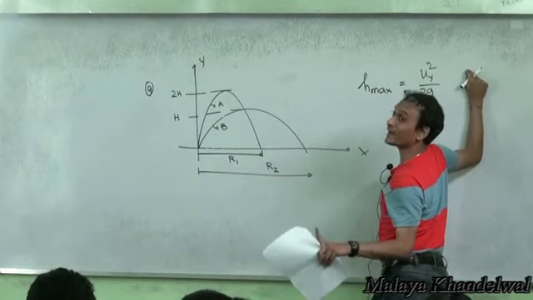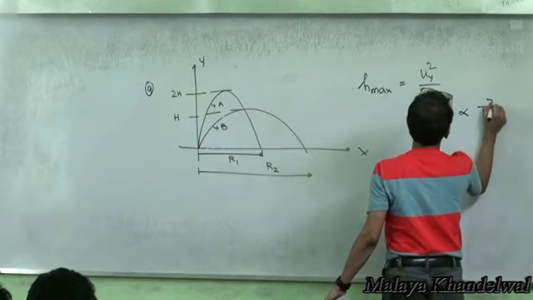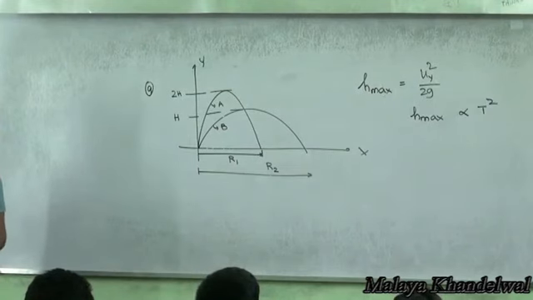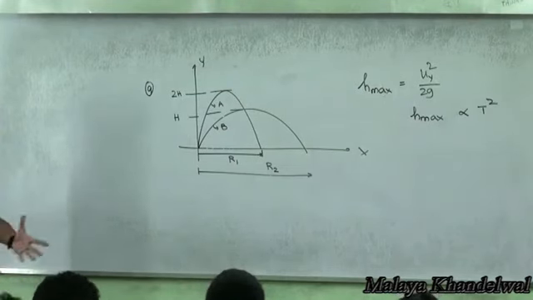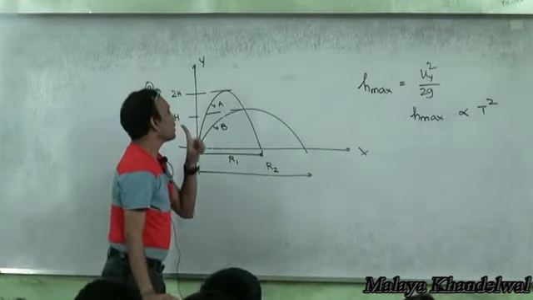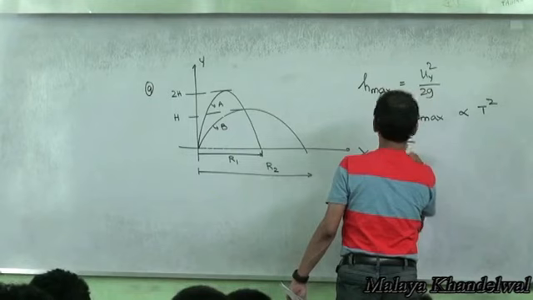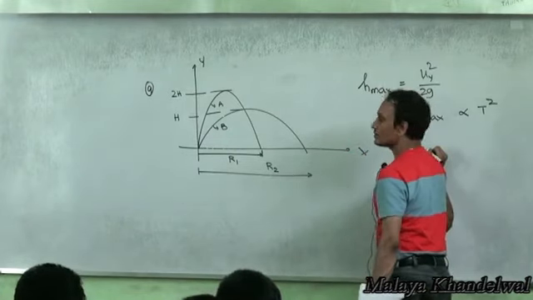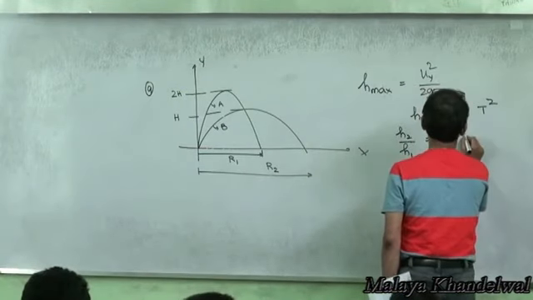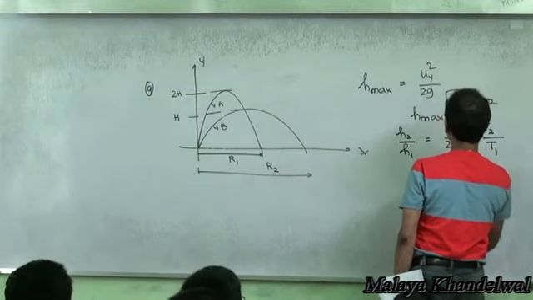So uy is proportional to capital T. That means h max is proportional to T squared. H max is proportional to the square of the total time of flight, because uy is proportional to the total time of flight. So I can say that h2 by h1, that means the maximum height reached by 2 divided by the maximum height reached by 1, which is 1 by 2, must be the total time of flight of 2 divided by the total time of flight 1. Yes or no?